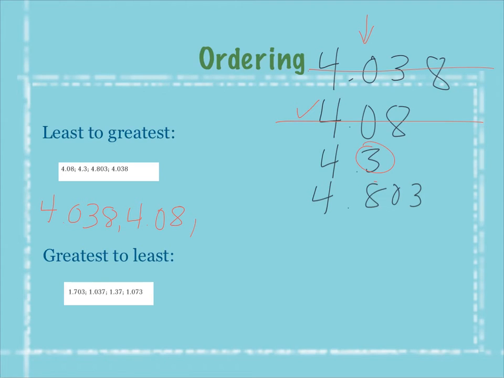I can see that I have a 3 and an 8, so 4 and 3/10 will go next. And then 4 and 803 thousandths would go last because it is the greatest. All right, go ahead and pause the video. I want you to solve the next one on your own, and keep in mind it says to order from greatest to least.